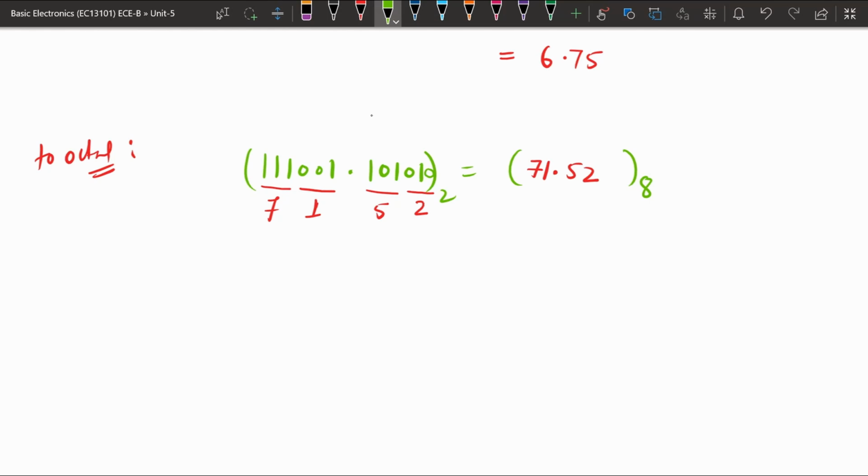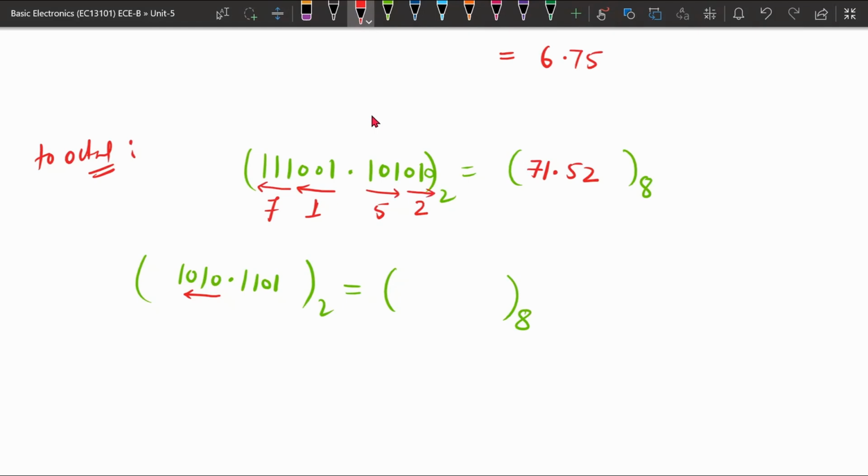We will take another example. Suppose this is the binary, we need to convert it into octal number system. So again, we will be making the pair. Starting from the left side of the decimal point, we will make one pair, and one pair, and similarly.